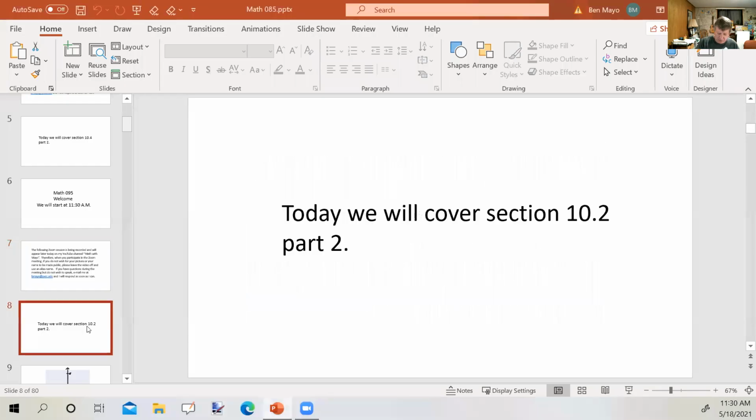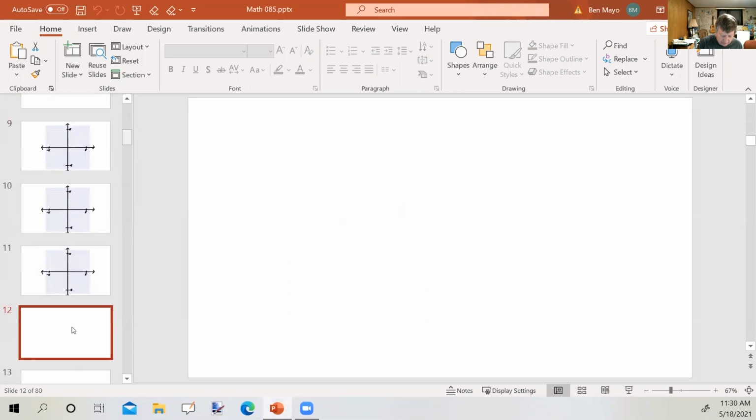All right, let's see here. So today we are going to wrap up section 10.2, and so let's get going on that. We're going to look at some problems involving the quadratic formula and some triangles and some rectangles.